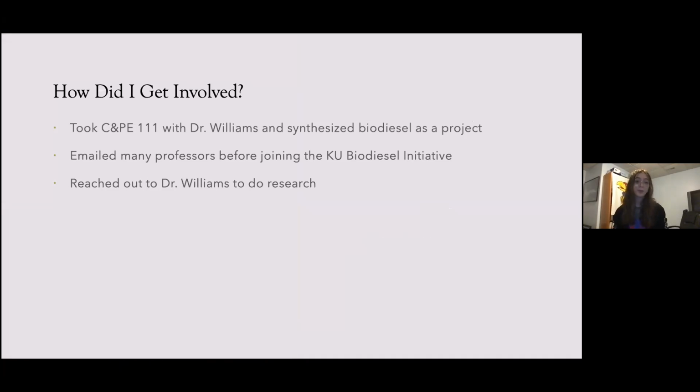So I started out my freshman year taking CMPE 111, Intro to Chemical Engineering with Dr. Williams. And part of this course was a lab portion where we got to synthesize biodiesel in the lab. It was a very hands-on activity. It was really exciting and truly ignited my passion for chemical engineering.